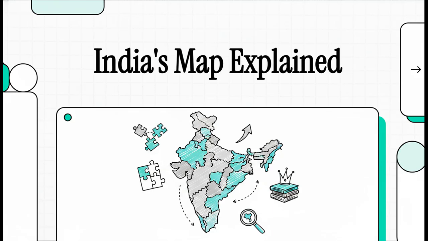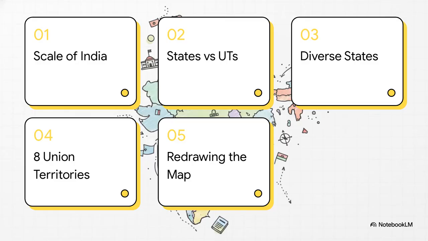Welcome to This Explainer. Today we're unpacking a massive, absolutely fascinating administrative puzzle, the map of India. If you've ever stared at a map of the Indian subcontinent and wondered how it all fits together, how the power is distributed, or why the borders literally seem to shift right before our eyes, well, you are in exactly the right place. We're going to decode this whole shebang together. Okay, let's dive into this.